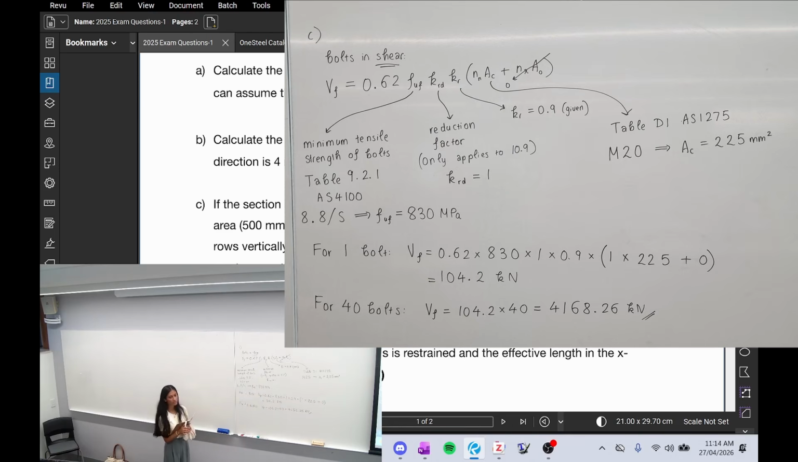Any other questions? Yes? What do you mean by when you say it only applies to 10.9? So there are different types of bolts. The type of bolt that we have here is 8.8. You can see that in the question it says 8.8 bolts. There is another type of bolts which are 10.9 bolts, and so this reduction factor only applies to that. So if you have 10.9 bolts, this value instead of being 1 will be something smaller than 1. And you would have to find that separately. Thank you. All good. Any other questions?